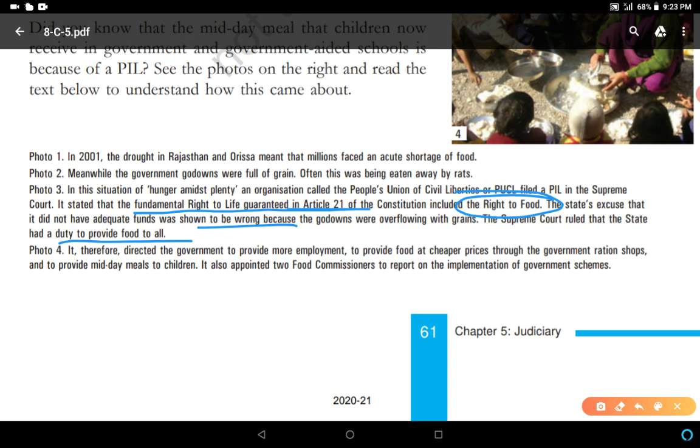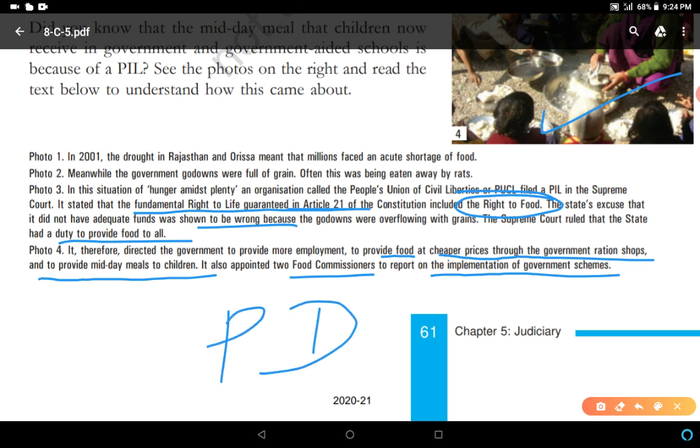Photo 4 shows that the court therefore directed the government to provide more employment, to provide food at cheaper prices through government ration shops, and to provide midday meals to children in the schools, right? And it also appointed 2 food commissioners to report on the implementation of government schemes. So this is the distribution of grains in photo number 4. This is also done under the PDS, Public Distribution System, or the midday meal scheme in schools for children.